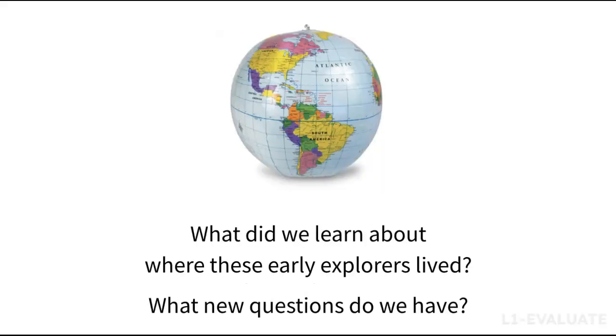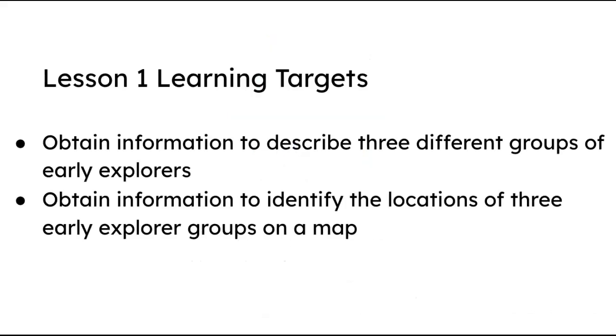To support student sense-making across the unit, orient them back to the driving question board. Ask, what did we learn about where these early explorers lived? And what new questions do we have? By the end of this lesson, students will have obtained information to describe 3 different groups of early explorers, and obtained information to identify the locations of 3 early explorer groups on a map.